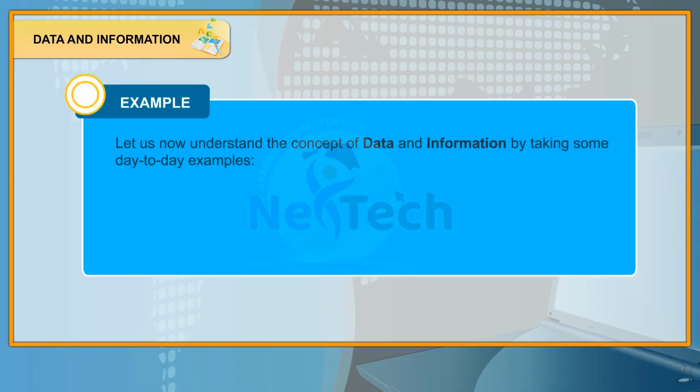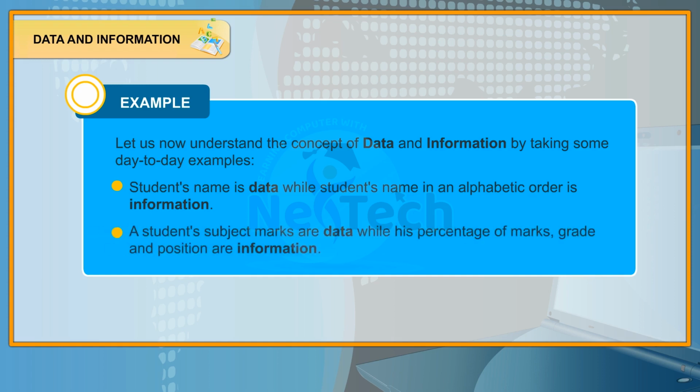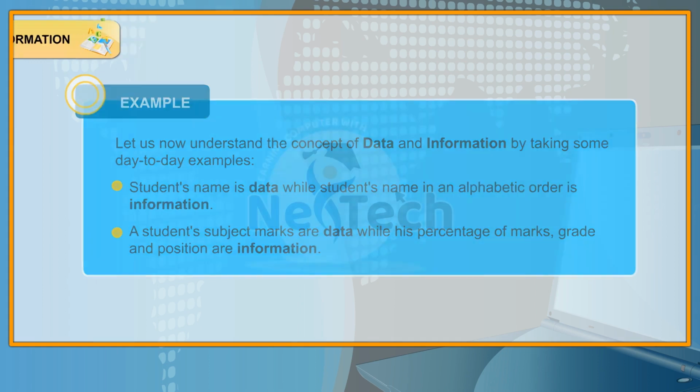Example. Let us now understand the concept of data and information by taking some day-to-day examples. A student's name is data, while the student's names in alphabetical order is information. A student's subject marks are data, while his percentage of marks, grade and position are information.